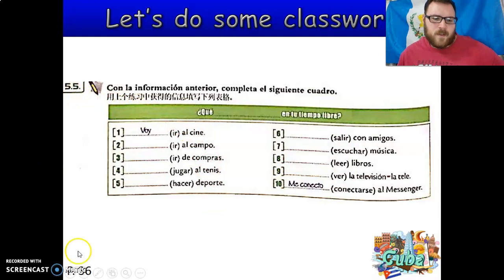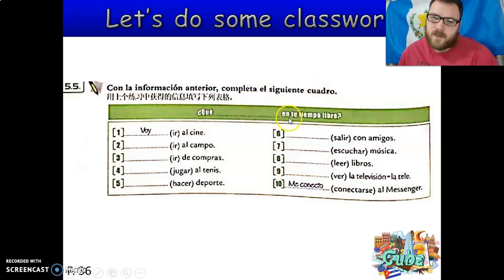This one, 5.5 on page 36, is asking about what do you do in your free time. Okay, so with the information that we just covered, what I just made 2 videos for, that was about 30 minutes of me just explaining all the grammar and the vocabulary so you can get ready to do these activities. And now I'm explaining the activities to you.